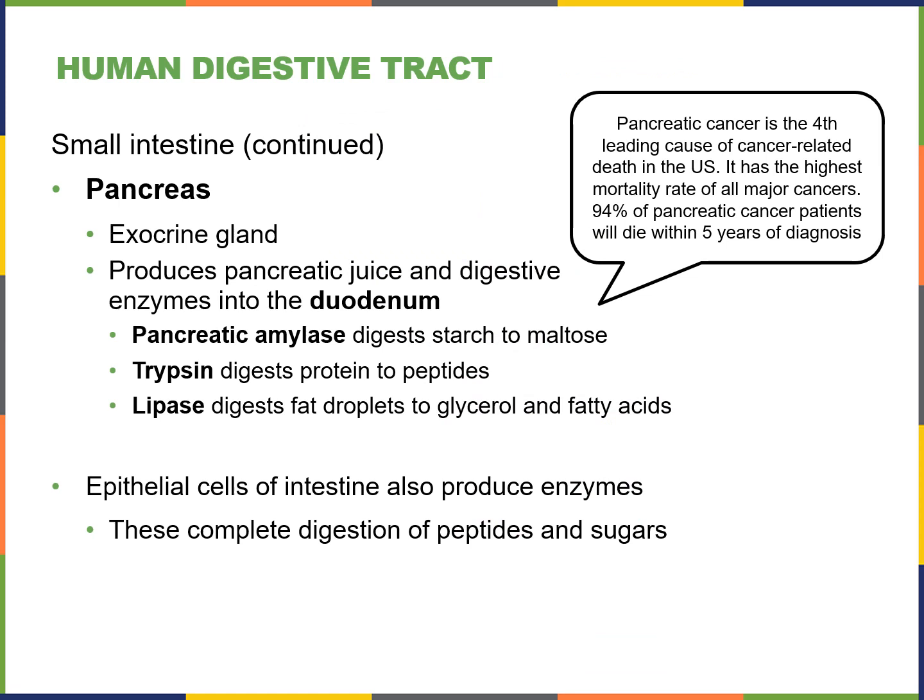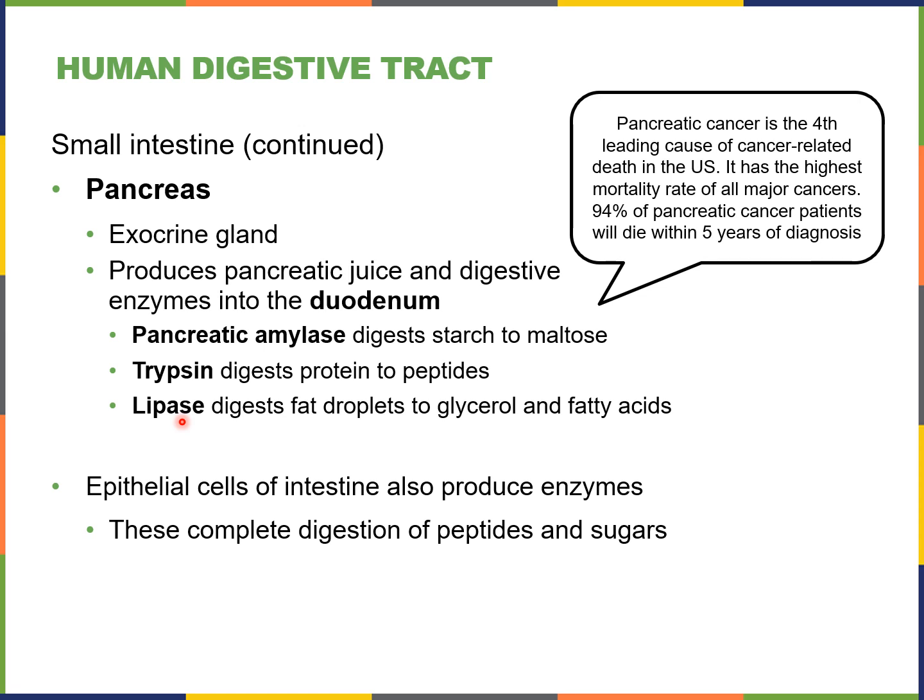Okay, so in addition to the liver, we have the pancreas. This is also known as an exocrine gland. It produces the pancreatic juice and digestive enzymes into the duodenum, which is the first part of that small intestine. And then we have different enzymes that are being released here. Pancreatic amylase, which is digesting starch to maltose. Trypsin is digesting protein to peptides, and lipase is digesting fat droplets to glycerol and fatty acids.